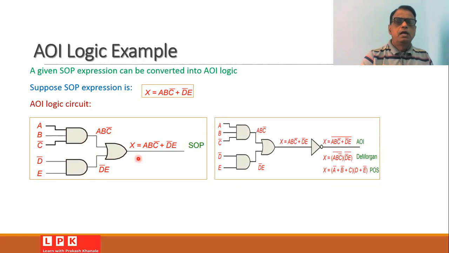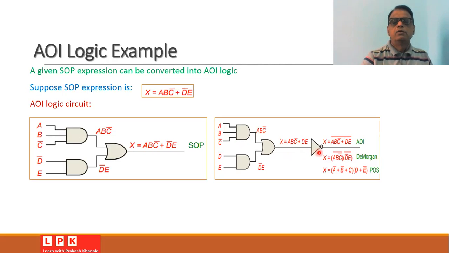Now, the same thing can also be implemented by using the AOI logic in this fashion. The first two AND gates are kept as it is, and their inputs are also the same. The first AND gate will have the input A, B, C bar. The second AND gate will have the input D bar and E. The output of both the AND gates are connected to an OR gate, and the output of the OR gate can be connected to a NOT gate.